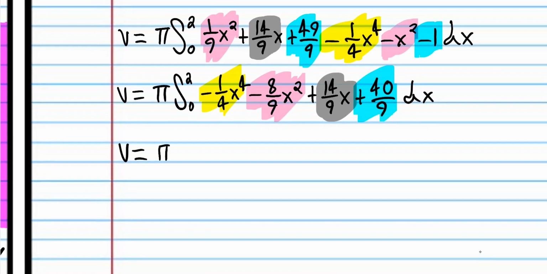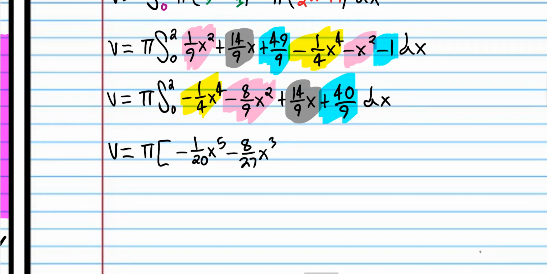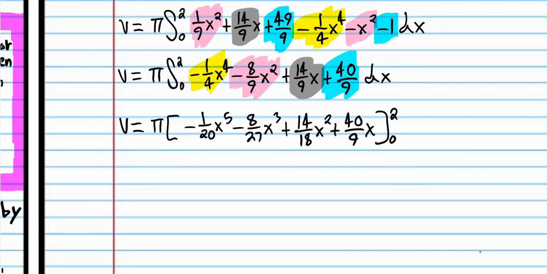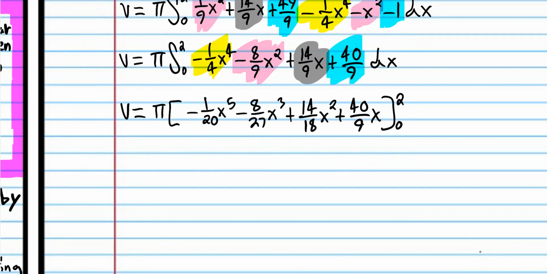So now we can find the antiderivatives of all this stuff. So we get negative 1 over 20 x to the 5th minus 8 over 27 x to the 3rd plus I think we're going to have 14 over 18 x squared, and so on and so forth. Now thankfully one of our limits of integration is 0, so that's going to make things a lot easier for us. So now we're ready to plug in 2.